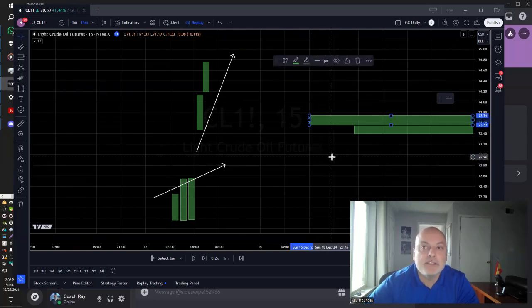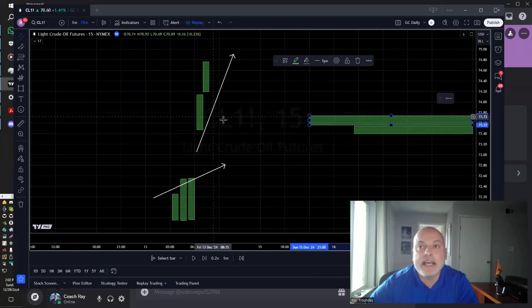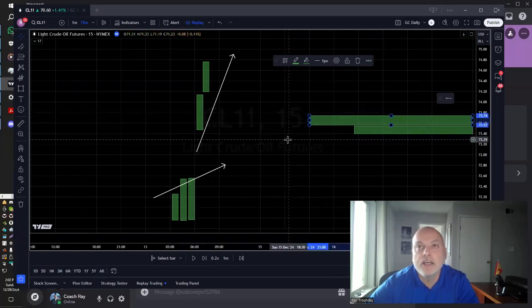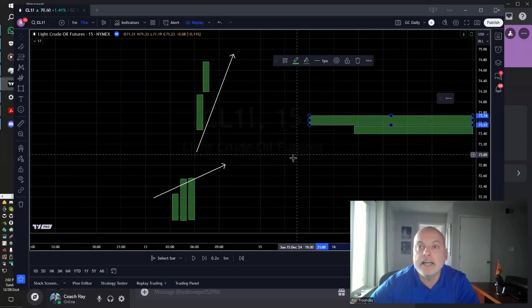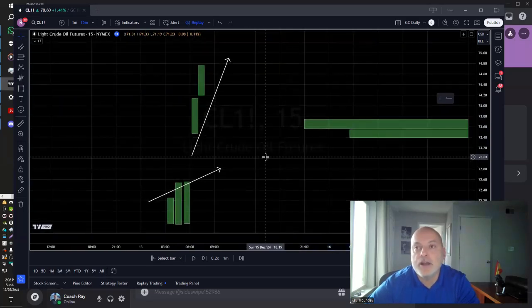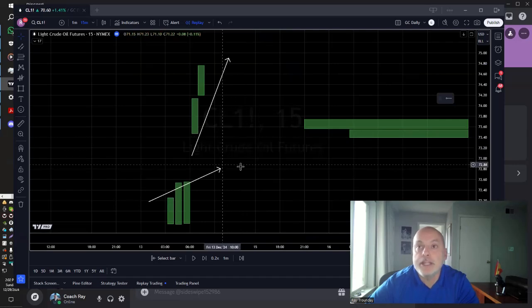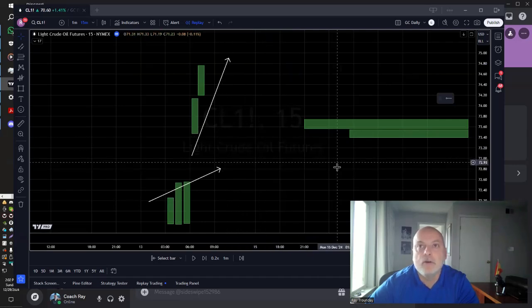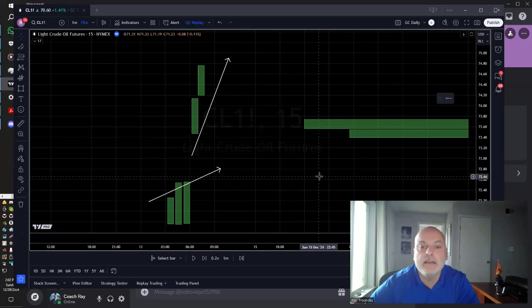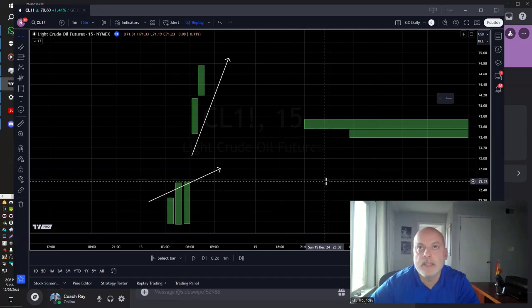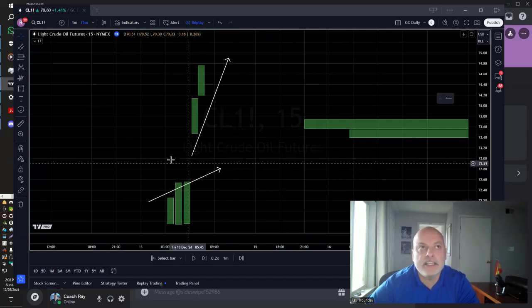So think about this for a second: how understanding the amount of volume that is traded at a particular price could support us in understanding whether we are in a trending environment or whether we are in a consolidating environment. Now, let's take this analogy a little bit further.